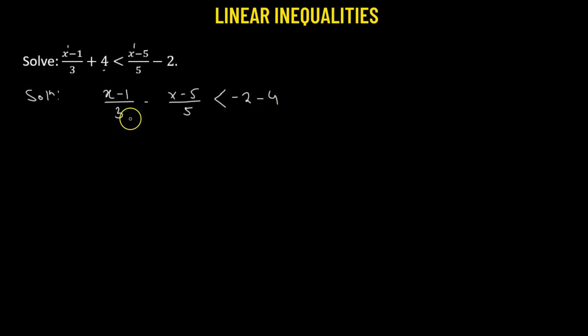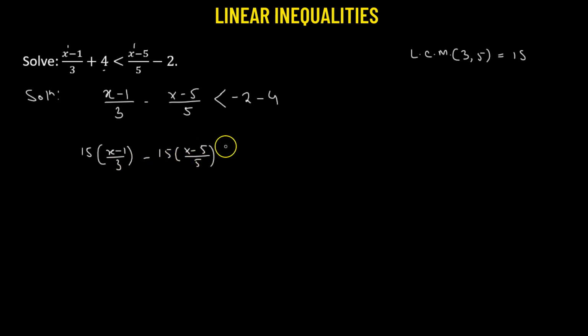Right. So we will combine the terms (x minus 1)/3 minus (x minus 5)/5 by multiplying both sides with the least common multiple of 3 and 5. So let's write it down. The least common multiple of 3 and 5 is 15. We'll multiply both sides with 15. So we have 15 times (x minus 1)/3 minus 15 times (x minus 5)/5. And here we have negative 2 minus 4, so that's negative 6. So we have 15 multiplied by negative 6.